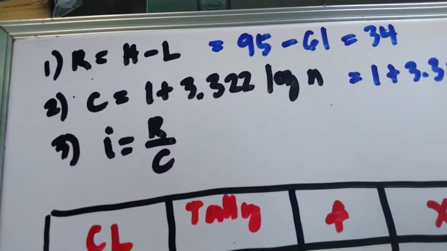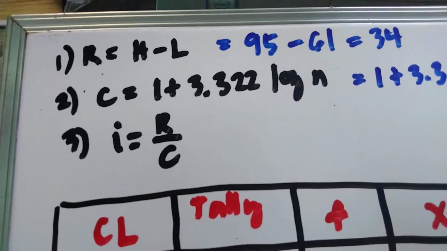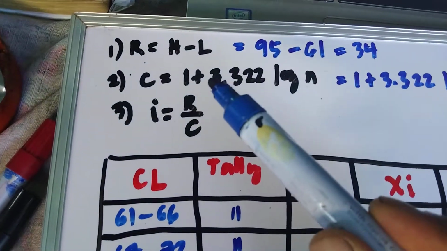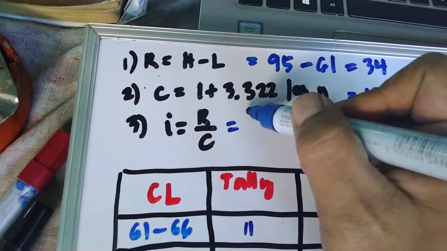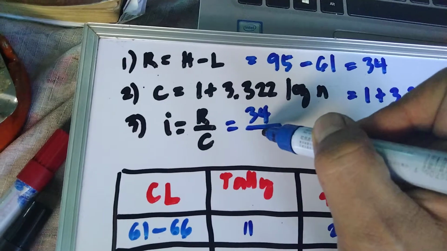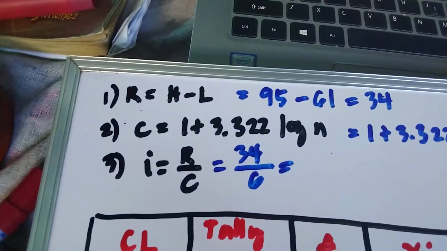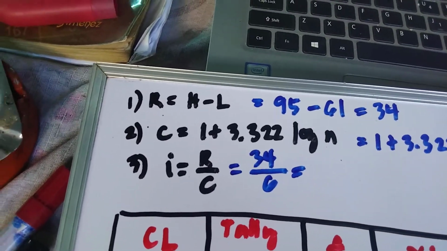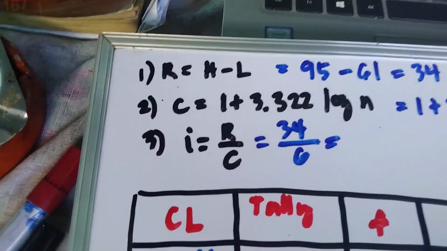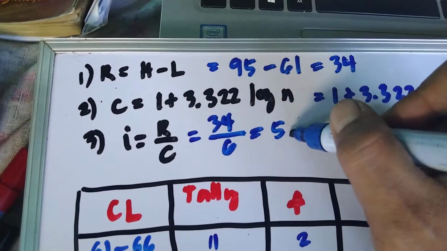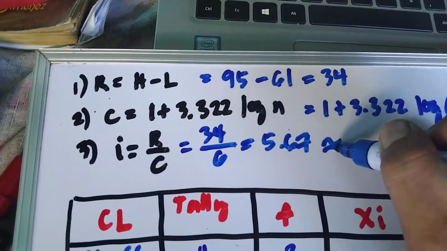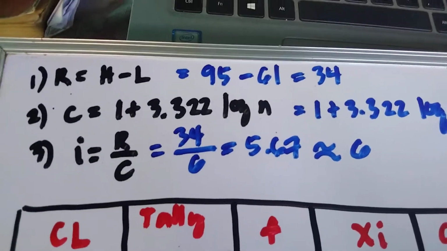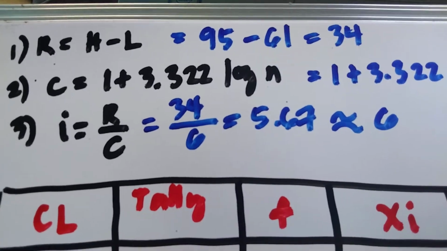Number 3, compute for I, the class size, given the formula I is equal to the range over C. Our range is 34 and our C is 6. So 34 divided by 6, we have 5.67, or approximately 6. Meaning, the width of one class is 6.